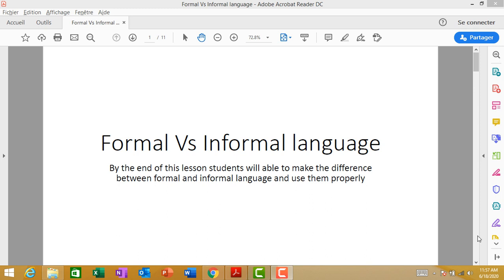Okay, all right. So for today's class, we're going to be talking about formal versus informal language. Your objective for this lesson will be to make the difference between formal and informal language and use them properly. Now let's get into it.